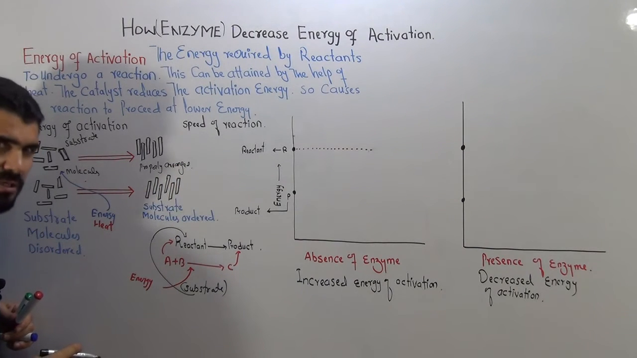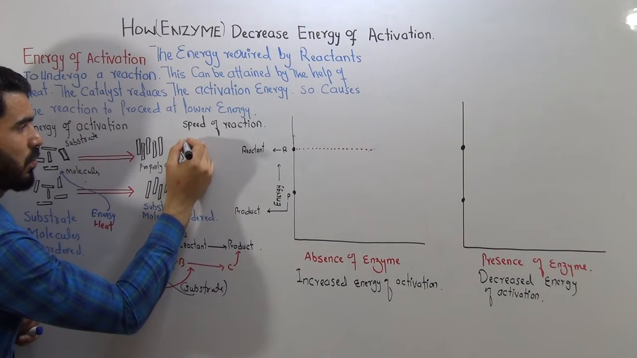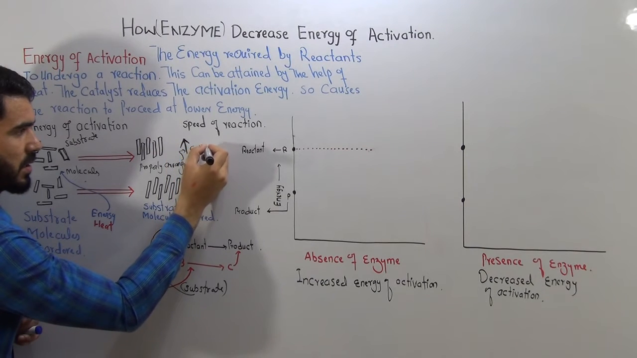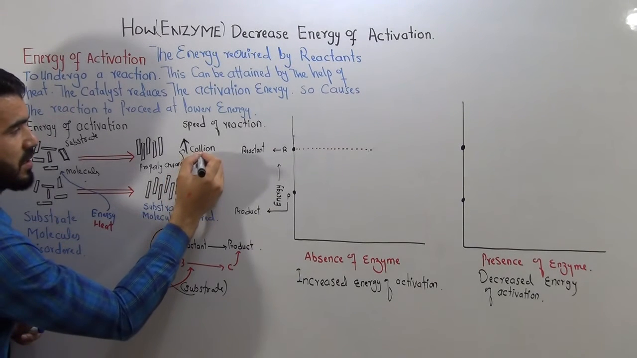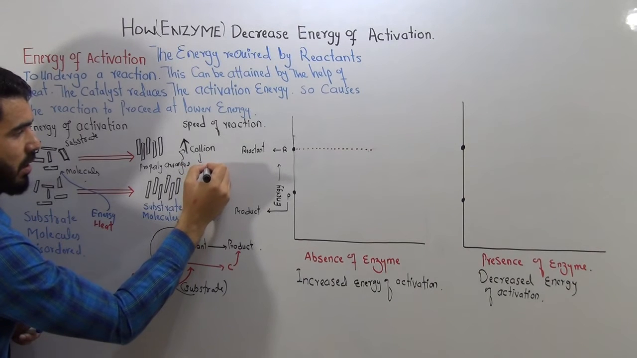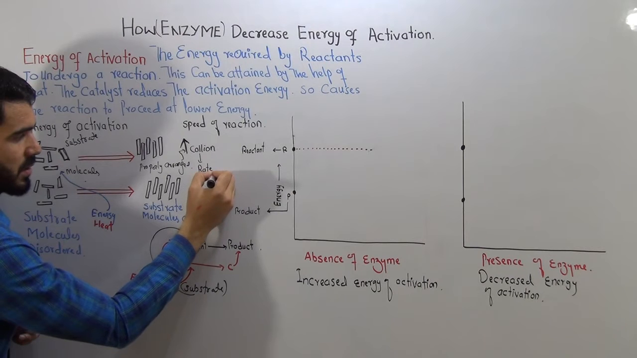Now when molecules are properly arranged, then there is a chance of more collision. This sign is for increased collision. Increased collision means molecules will strike with each other. As a result of this increased collision, the speed or the rate of reaction will increase.